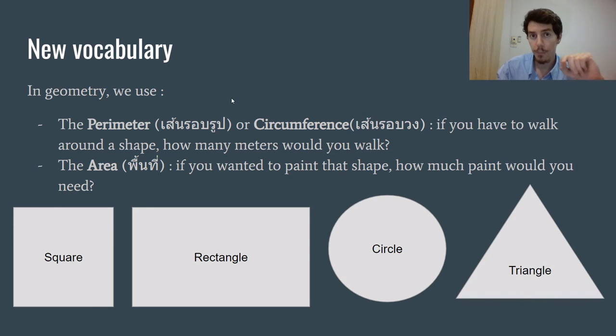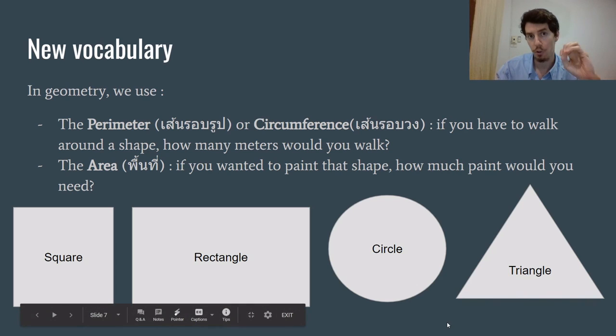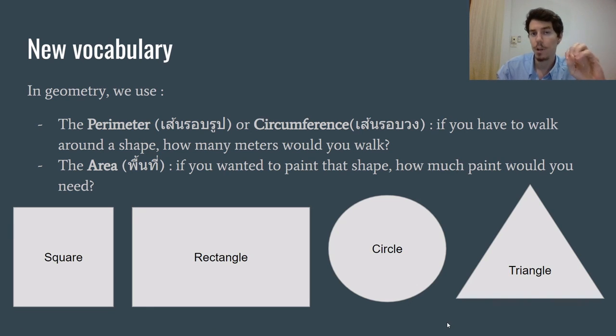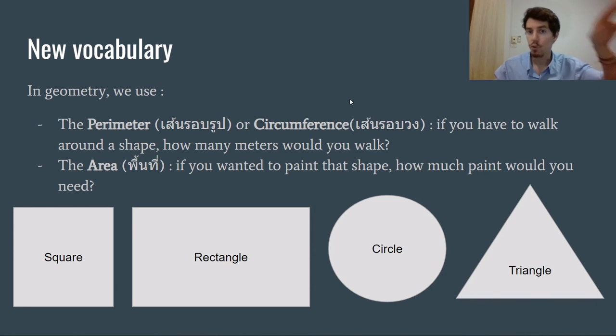And the circumference we use only for the circle. They have a different name because the circle is a very special shape in math. Everything is different for the circle. So the perimeter or the circumference is how many meters you would walk if you want to walk around a circle or a rectangle. Or you can run if you want to.